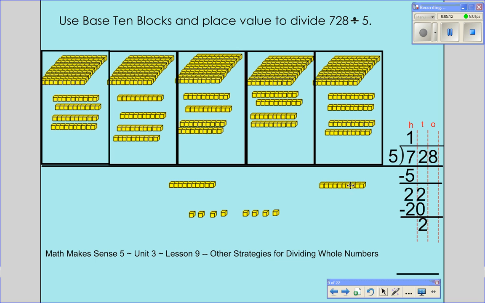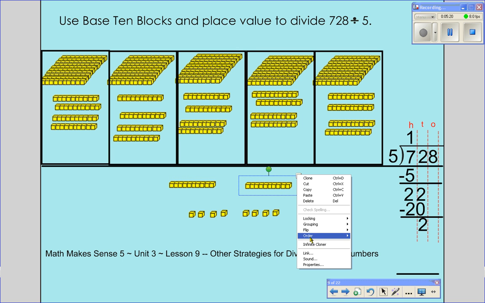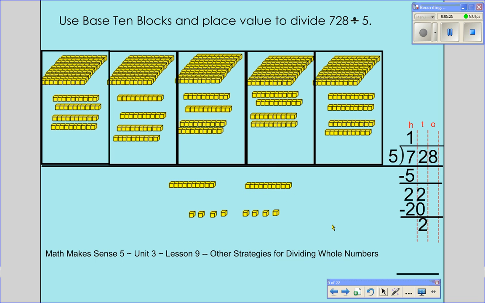But again, I cannot divide those right now. I need to break them up smaller. So ungroup. There we go. Now, what number am I doing? I've got these two groups of 10, but don't forget I still got this 8 over here. So let's make sure we include the 8 here. So I have a total of 28 to deal with now.